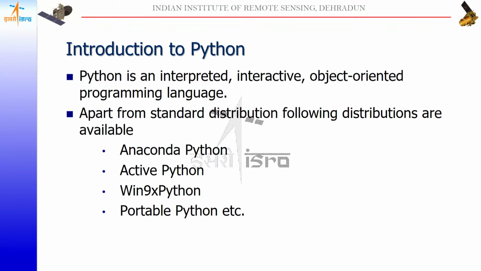Then basically there are two kinds of programming paradigms which are popular. One is called object oriented programming, another is called function oriented programming. Python supports both of these paradigms. And then there are multiple distributions of Python available. If you want to use Python, it comes from multiple sources. These are a few popular distributions of Python. One of them is Anaconda Python, which I'll briefly demonstrate. Then there are ActivePython, Win9x Python, Portable Python, Jython. There are so many. So either you can choose Anaconda Python or CPython, which is the standard distribution of Python, whatever you download from python.org.